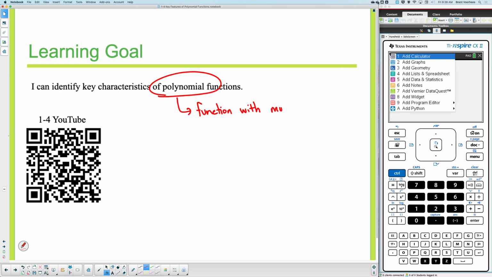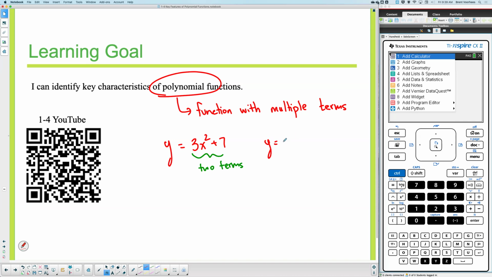And you might be saying, well, what is multiple? I know that word, but what does terms mean? Well, I'll give you an example. An example would be like this. Y equals 3x squared plus 7. That's two terms. This would be polynomial. Two terms, okay?